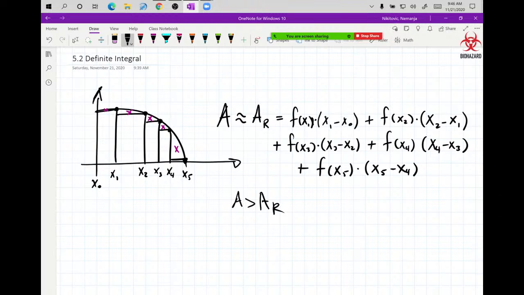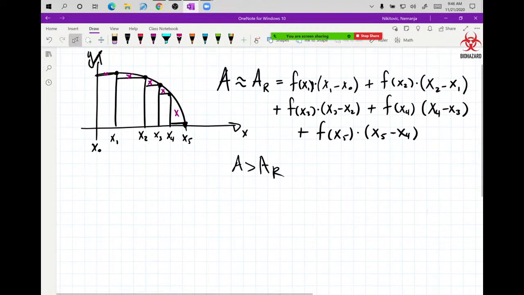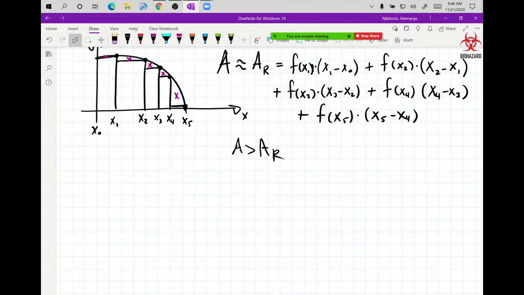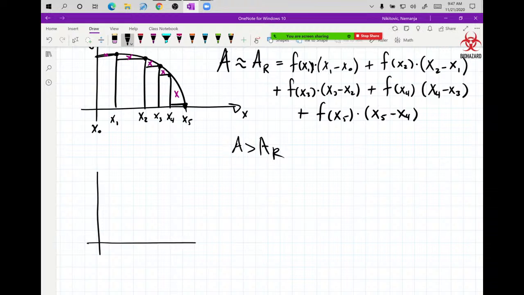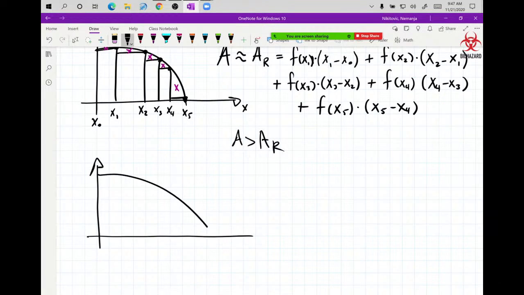Now, we also said last time that if you want to do better, what you need to do is to increase the number of rectangles. And the more rectangles you have, the less error. And we can see that right on the picture, because a lot of error will be eliminated by having more rectangles.